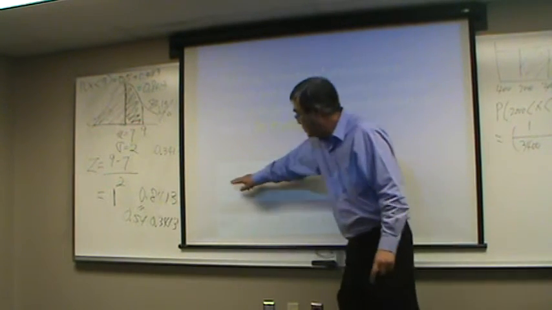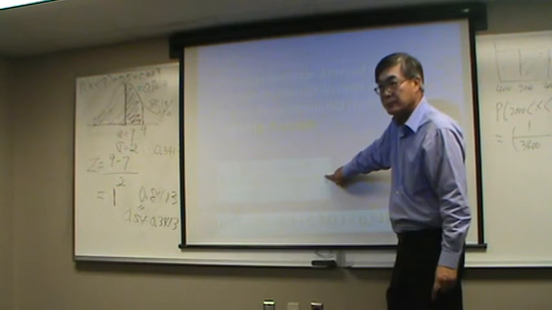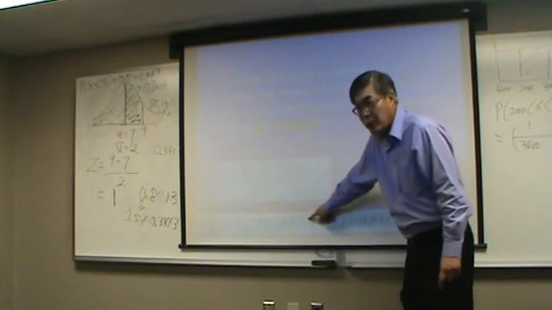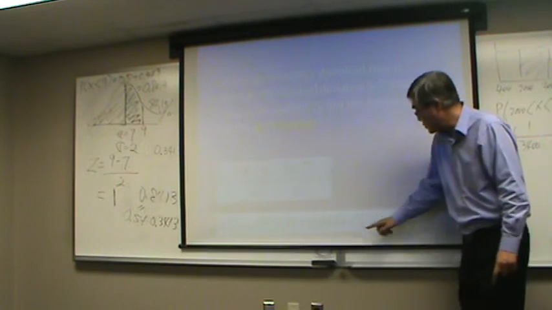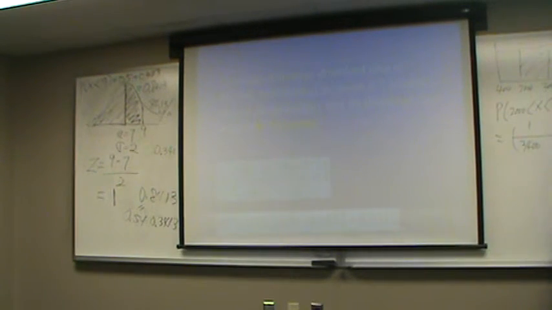When z equals 1, find the area: right side plus 0.5 equals 0.8413.